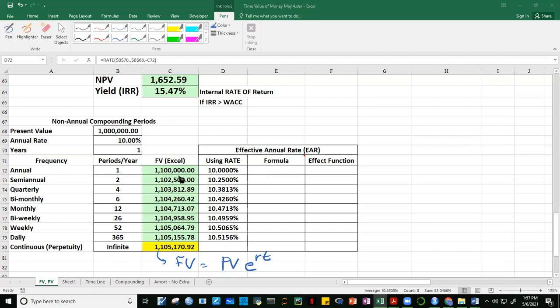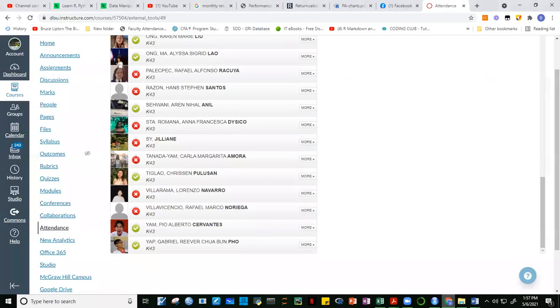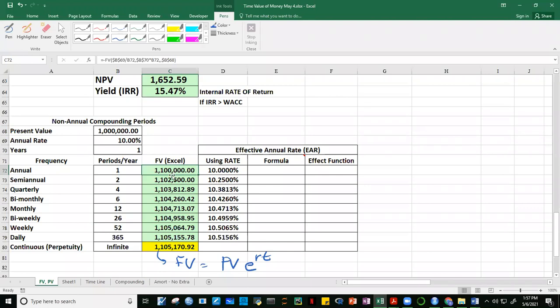Future value is not 1 million. No? Sandali. Ito ba yung tinatanong? Wait, sino ba yung nagtatanong? Madeline, how did the FV become 1 million? Okay, are you referring to this? Are you referring to this? Yung 1,100,000? Yes. Okay, sige. Pakita natin ulit yung formula.